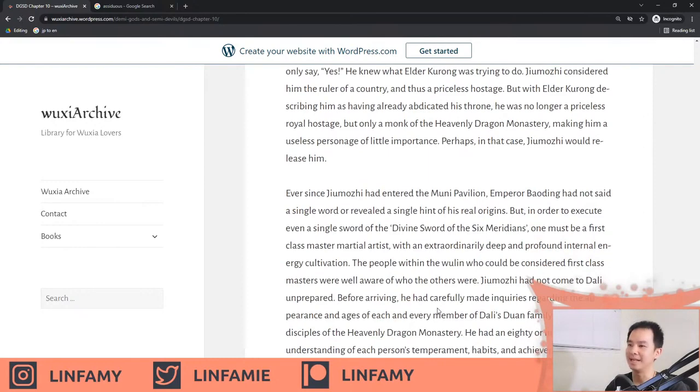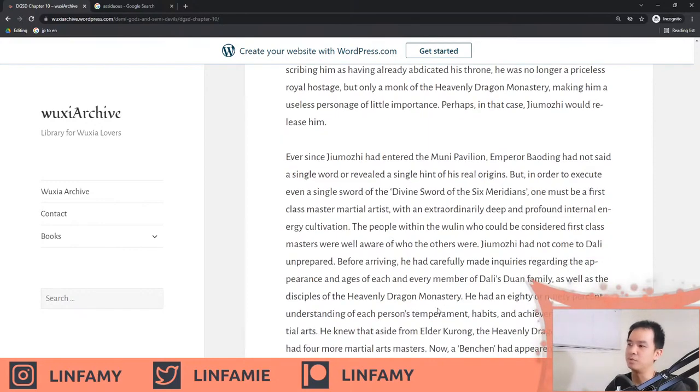Ever since Jiumotsu had entered the Muni Pavilion, Emperor Baoding had not said a single word or revealed a single hint of his real origins. But in order to execute even a single sword of the divine sword of the six meridians, one must be a first-class martial arts master, with an extraordinarily deep and profound internal energy cultivation. The people within the Wulin who could be considered first-class masters were well aware of who the others were.